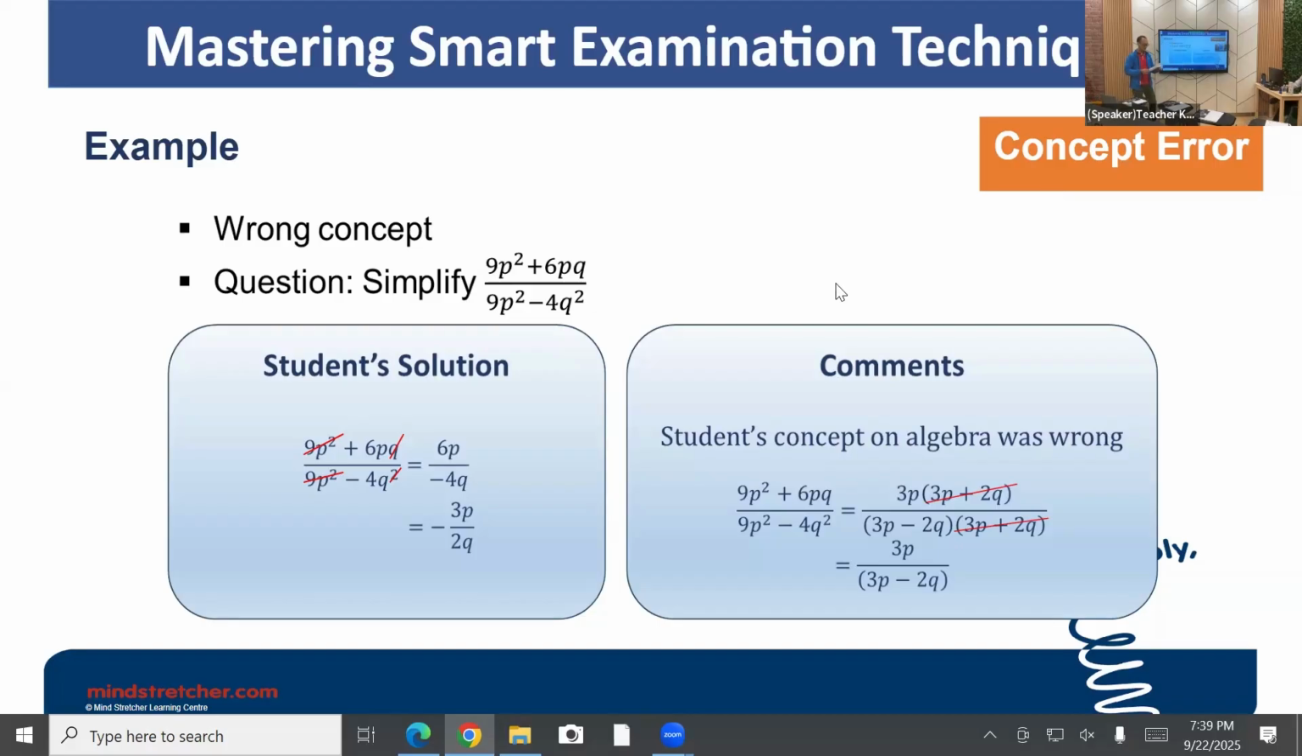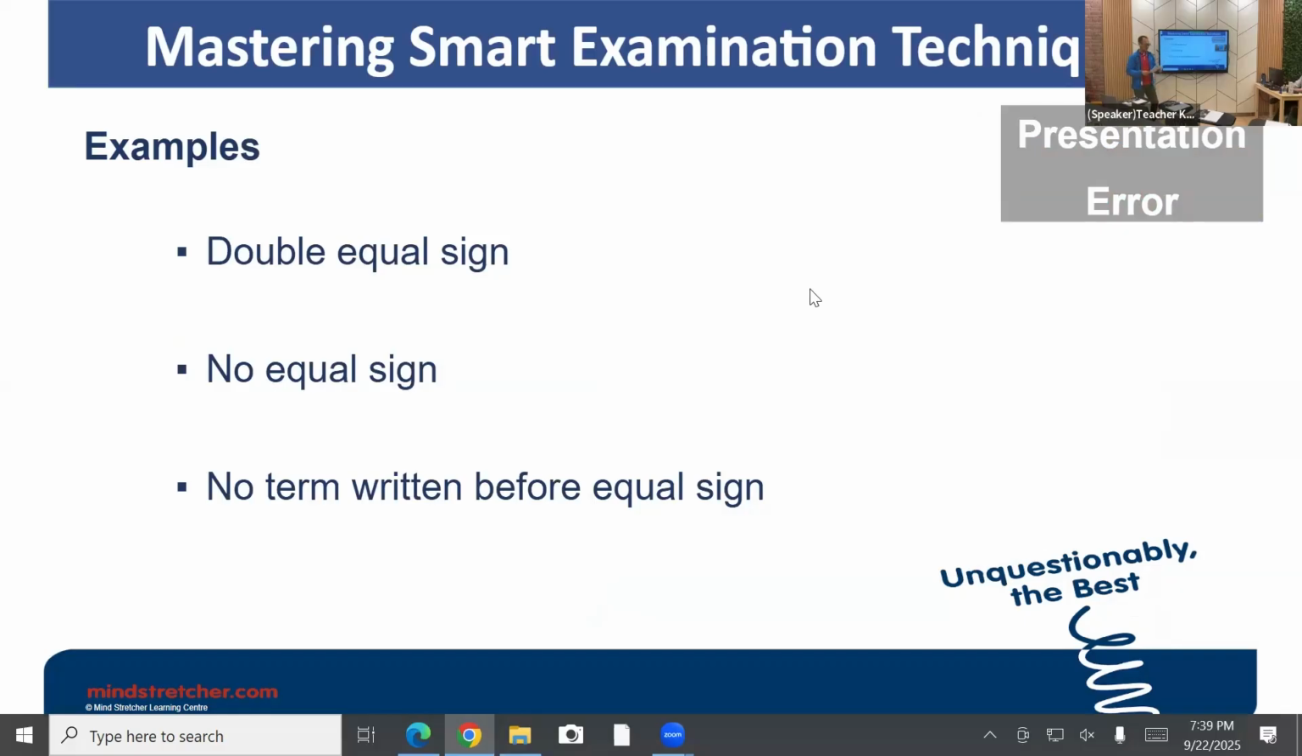Okay, then what about the next one? You can flip over the page first. Before I go into the next slide, can you see these three on this page here? These three questions that you see here, the student actually wrote this. First one is that the student wrote x minus 5 equals to 0, then followed by an equal sign on the left hand side. Then after that, followed by x equals to 5 in this case. So is that correct or not? Obviously not, right? What is that error if we were to look at these three examples here: double equal sign, no equal sign, and no term written before equal sign. So which one should this fall under?